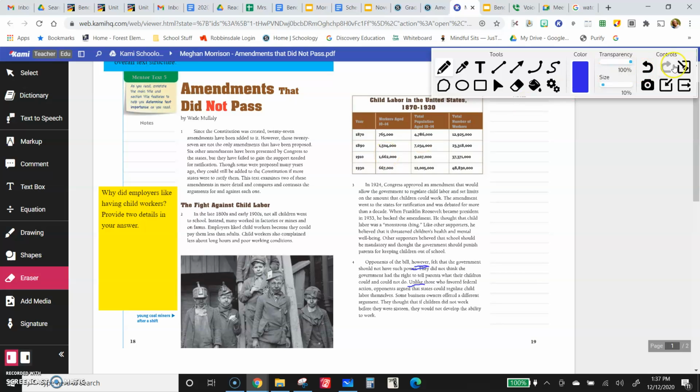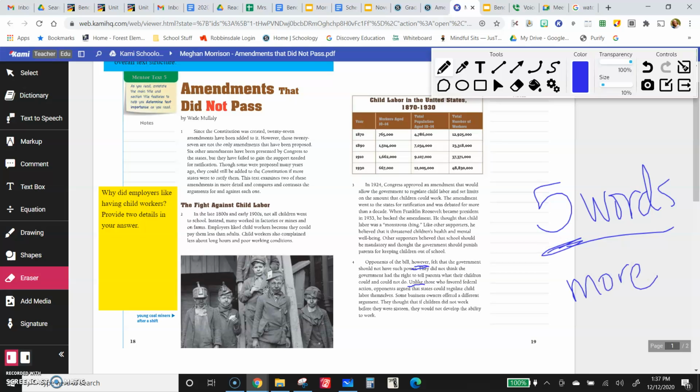So I would shoot to see if you could find at least 5 words or phrases that show that it's a compare and contrast. If you can find more, that's great, but try to find at least 5. And then the question you're answering: why did employers like having child workers? Provide 2 details in your answer. So that is in this second paragraph right here. It gives 2 reasons why employers liked having child workers.